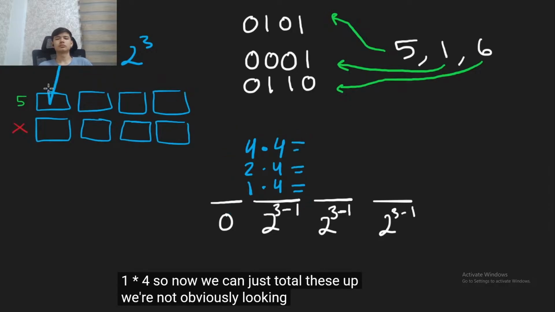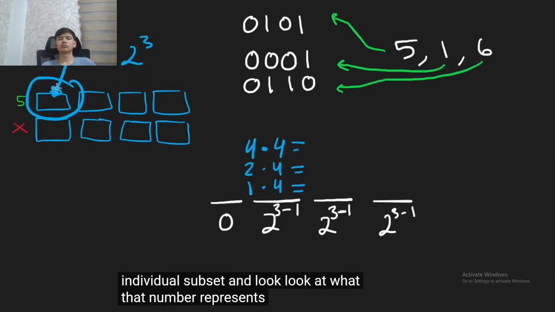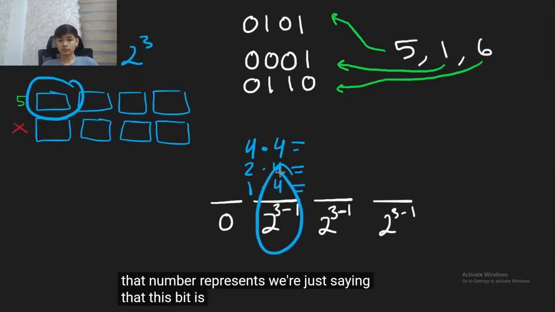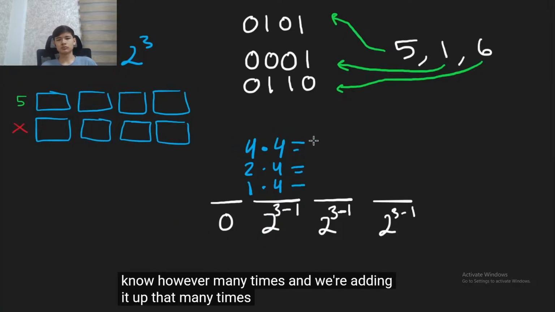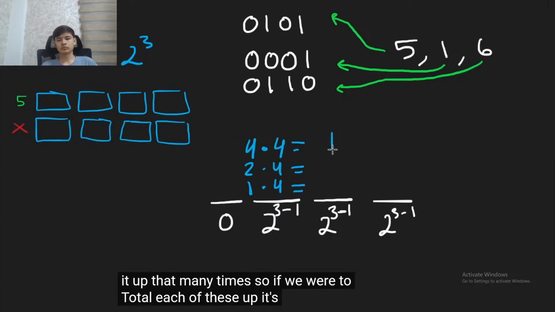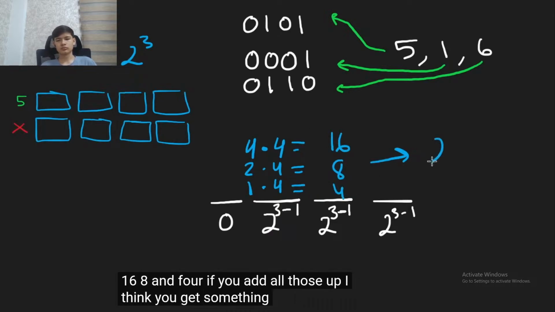We're not obviously looking at each individual subset and looking at what that number represents. We're just saying that this bit is going to show up however many times, and we're adding it up that many times. So if we were to total each of these up, it's going to be 16, 8, and 4. If you add all those up, I think you get something like 24.